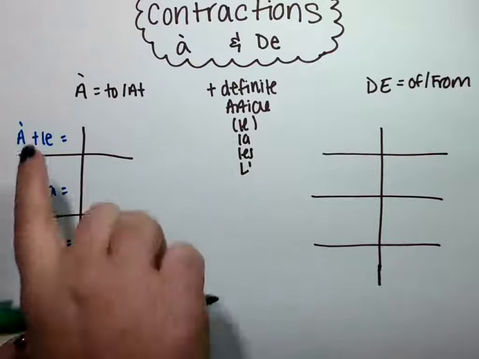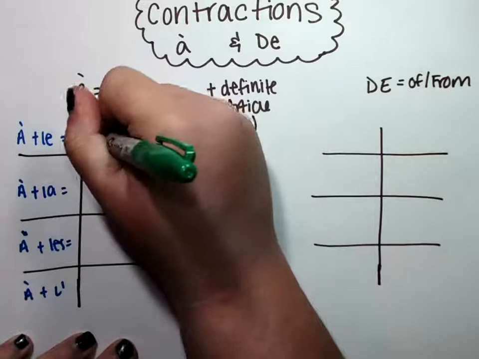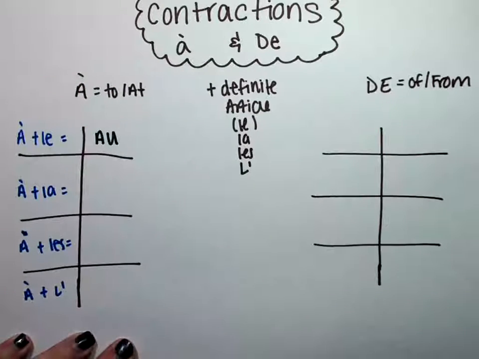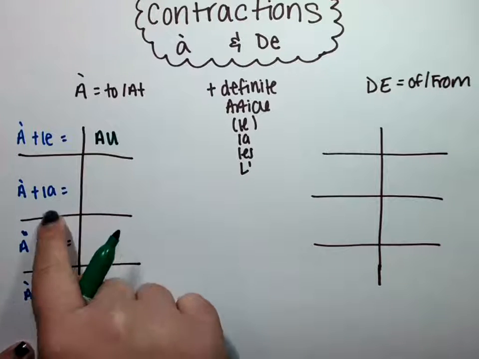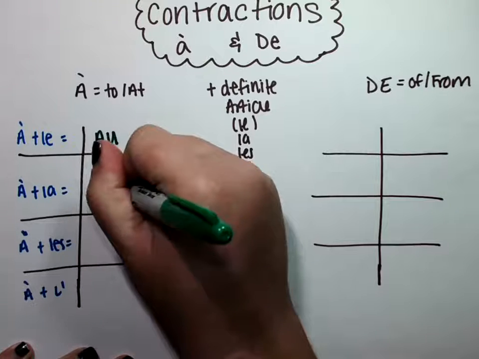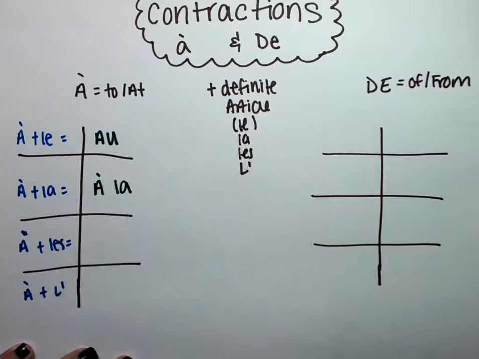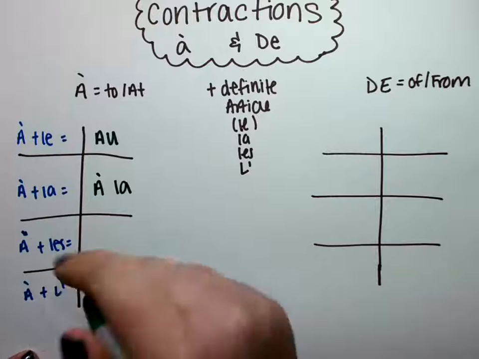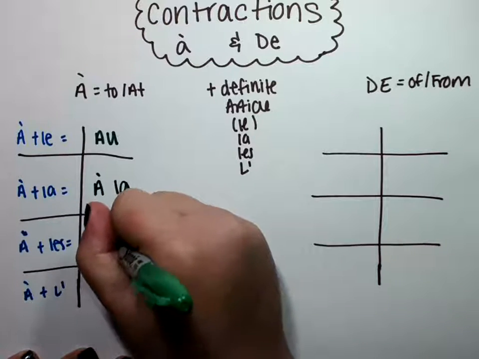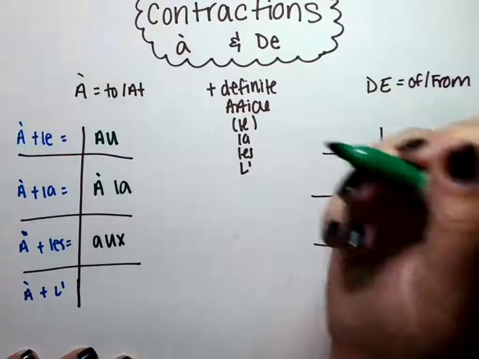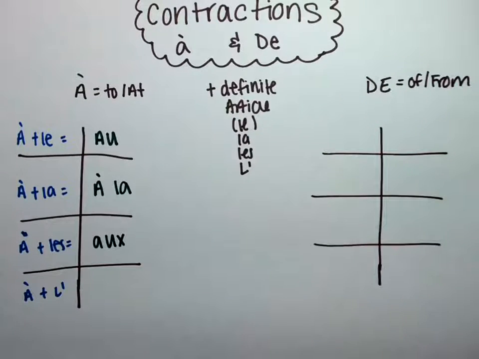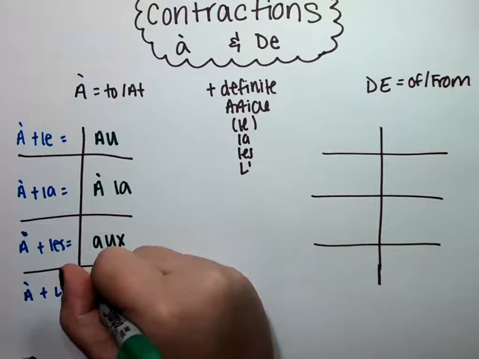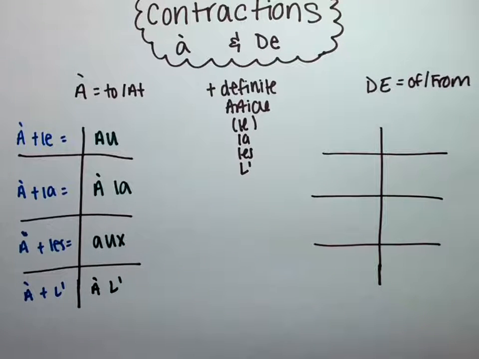So we're going to take our a plus le, and that is going to change to au. So it changes to just one word. A plus la is nice. It stays the same. It doesn't change. So it just stays a la. A plus les is nice because it's similar to the first form, au. So instead of just au, we make it aux. And then a plus l'apostrophe is really nice because it stays the exact same.